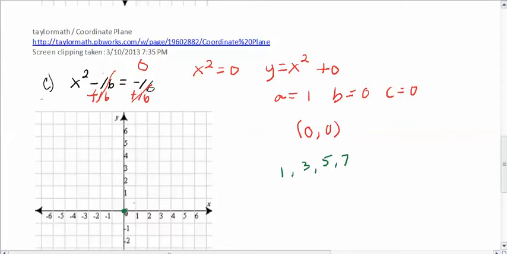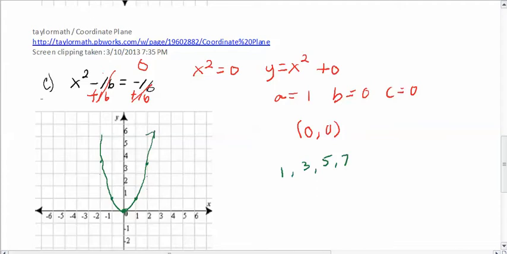So we're going to go over 1, up 1, over 1, up 3. And that's good enough. Over 1, up 1, over 1, up 3, because we're trying to solve it. So we just need a parabola like that. Now it goes down and around.